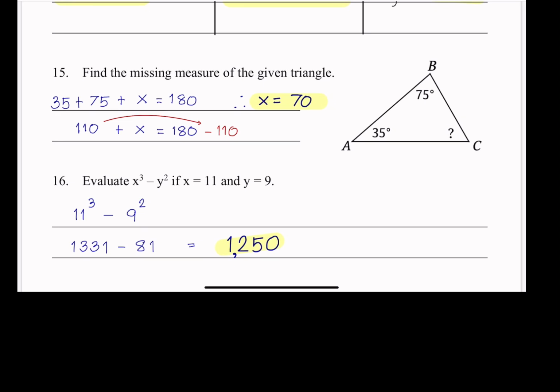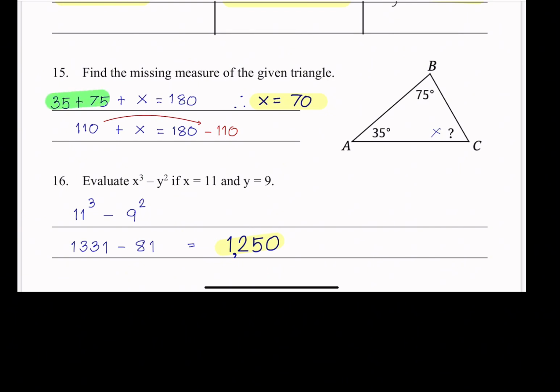Question number 15. Find the missing measure of the given triangle. We have triangle ABC, and we have angle A is 35, angle B is 75, and missing angle C. Again, the total of the angles in a triangle is 180. So all we have to do is to write down this way, since this is an x. So 35 plus 75 plus x is equal to 180. Combine these constants.